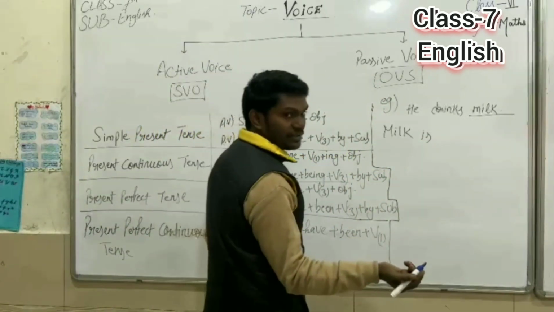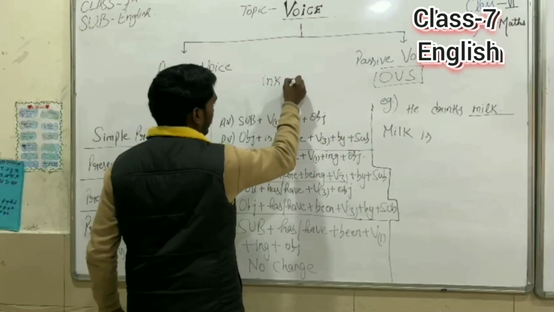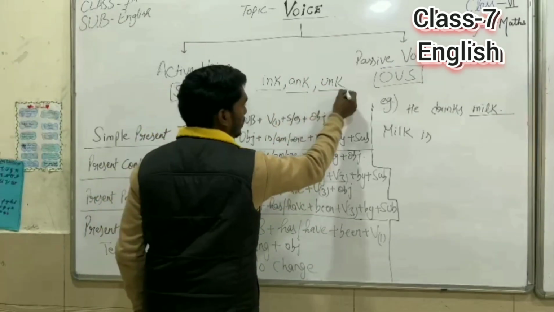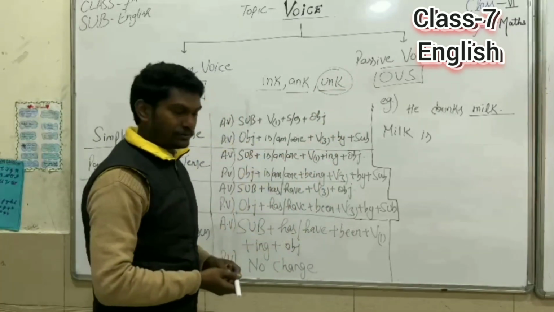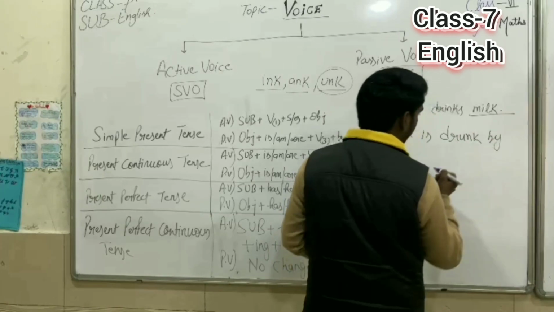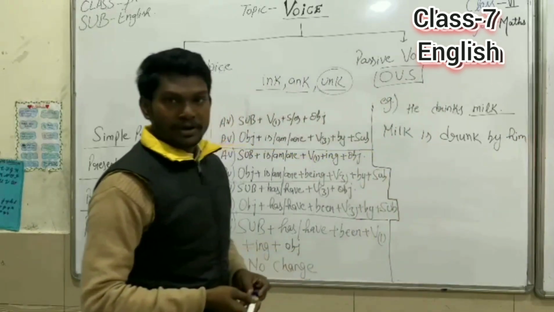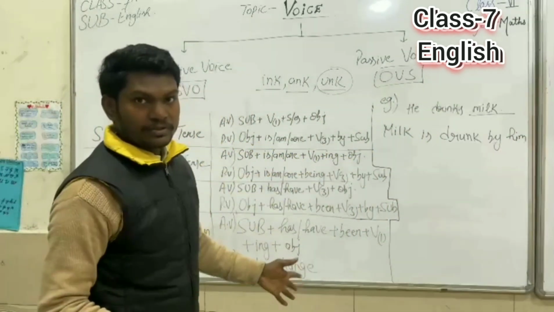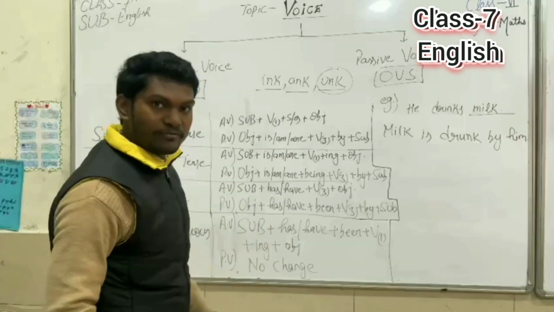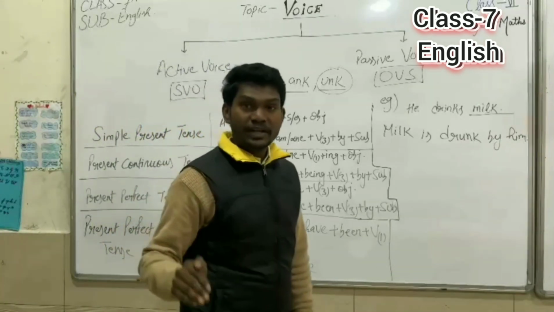It is ink, ank, unk. You can see here it is ink, ank and unk. Drink, drank, drunk. The third form of the verb is drunk. Milk is drunk by whom? By him. Milk is drunk by him. This way we change the active voice of simple present tense affirmative case into passive voice by following certain rules. Now moving to the next type of present tense, which is present continuous tense.